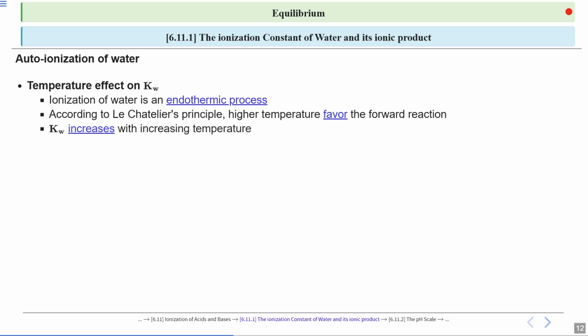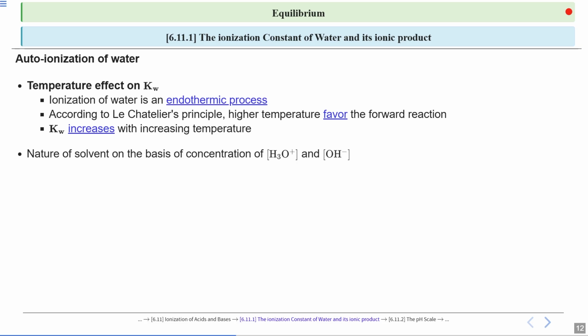If it moves in the forward direction, that means the product's concentration is increasing, or you can also say the Kw value is increasing, because Kw is nothing but the product of the concentration terms. So this is a very important point, and it is used in the numericals as well. If you are given a Kw value at a different temperature, then you should use that value instead of 14. That 14 value is only defined at 298 Kelvin.